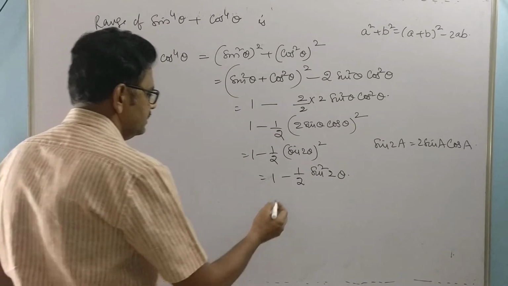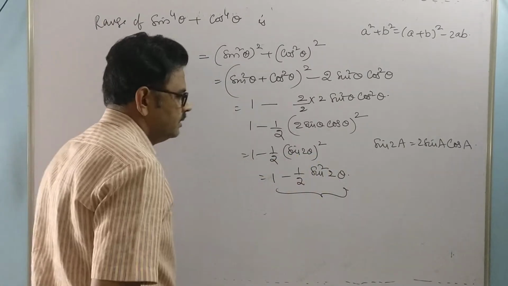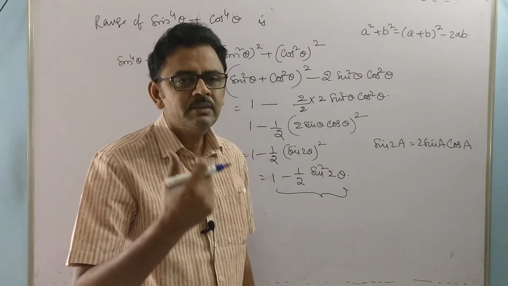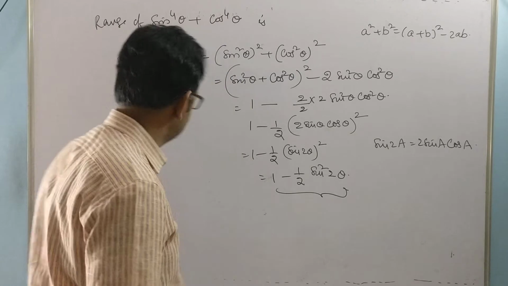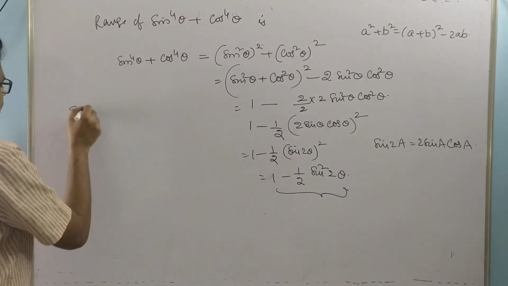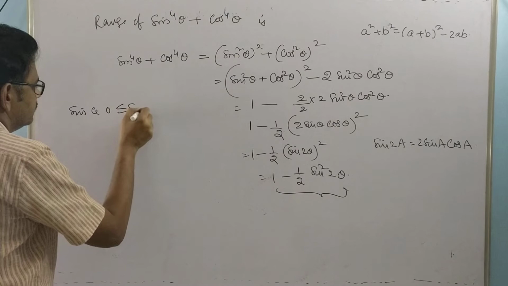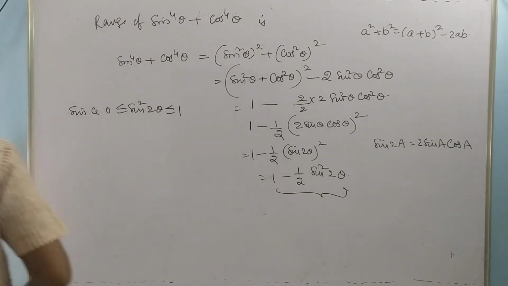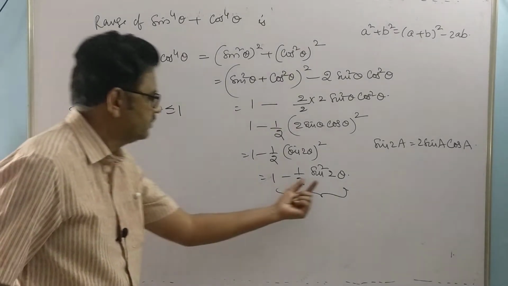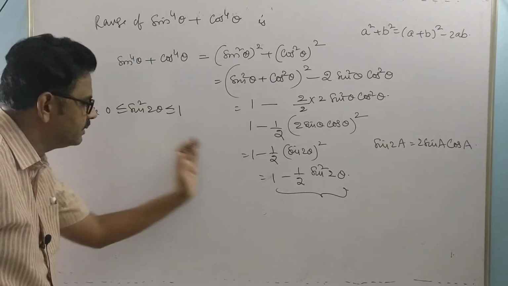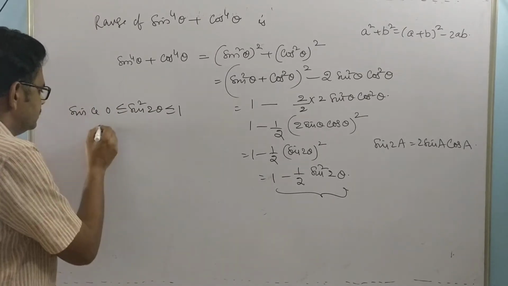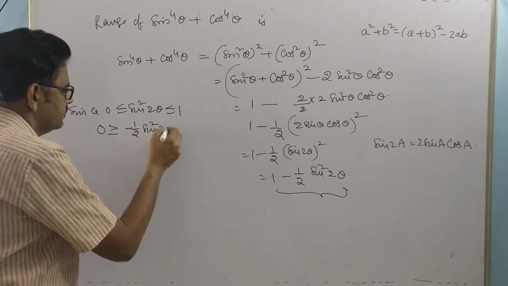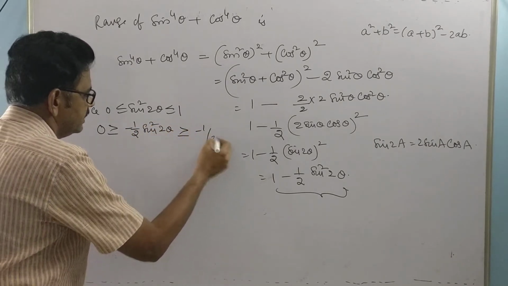Now we have to find the range of this one. Sine theta function, sine theta range is minus 1 to 1. Sine square theta range is 0 to 1. Since 0 is less than or equal to sine square 2 theta less than or equal to 1, multiplying sine square 2 theta by a negative number, minus 1 by 2, we get 0 greater than or equal to minus 1 by 2 sine square 2 theta greater than or equal to minus 1 by 2.